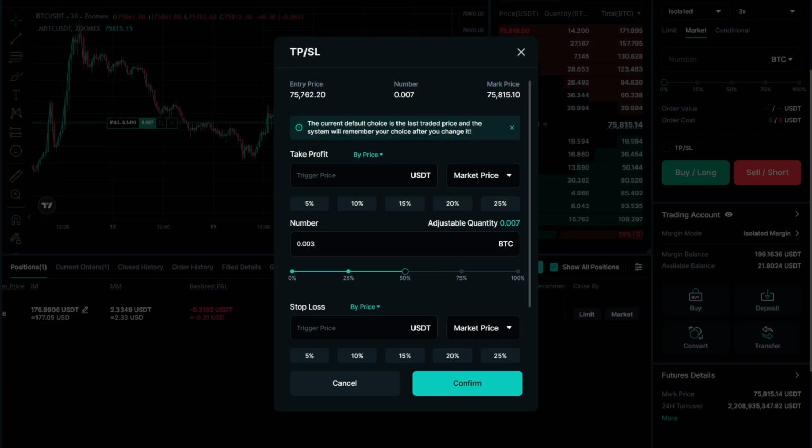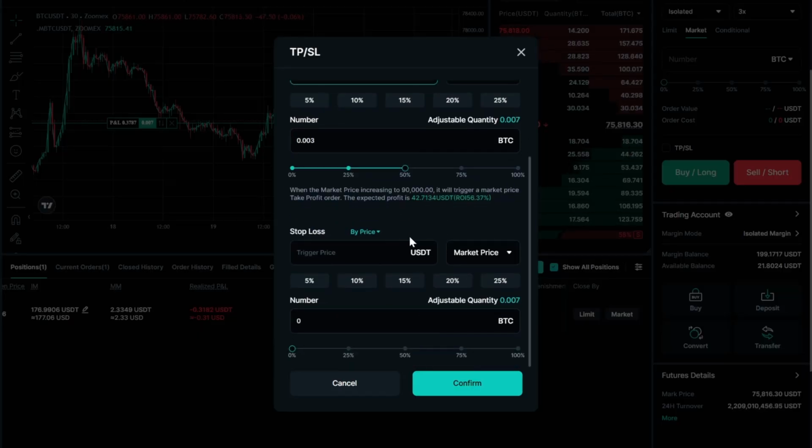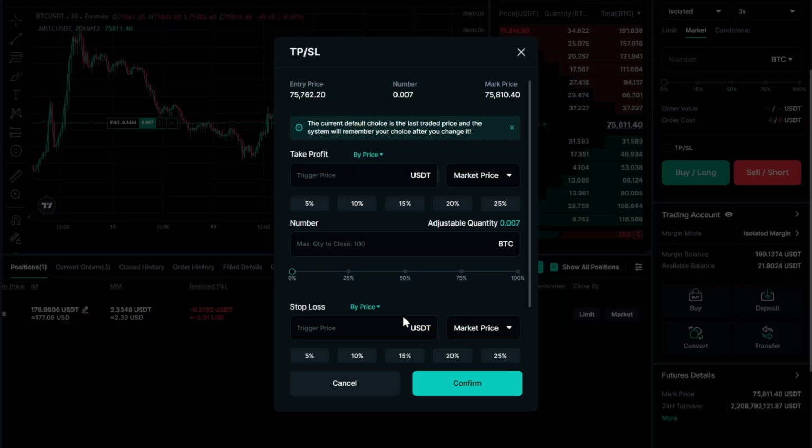So for our first take profit, I'll be happy to exit 50% of my position once Bitcoin hits, let's say, 90,000. And on the downside, I want to cut my losses if Bitcoin hits 60,000. And again, this is 50% of our position. We can confirm this order. We can now set a second take profit and stop loss by clicking this plus icon.